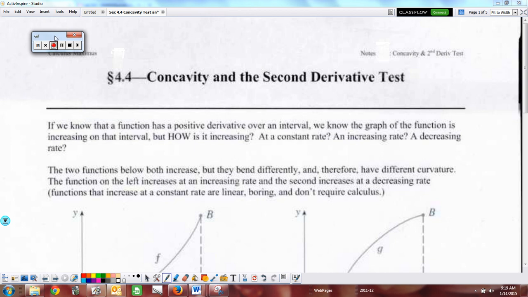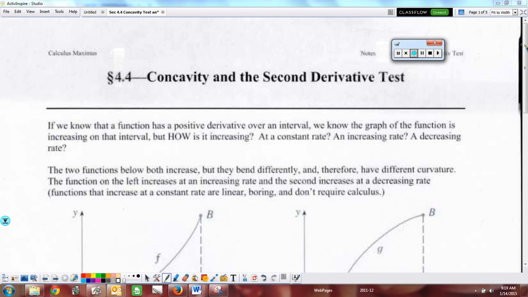Okay, today's video we're going to take a look at how we can use the second derivative of a function, which is going to give us information about how the velocity is changing, whether the velocity is increasing or decreasing, to give us some information about the concavity of the original function.